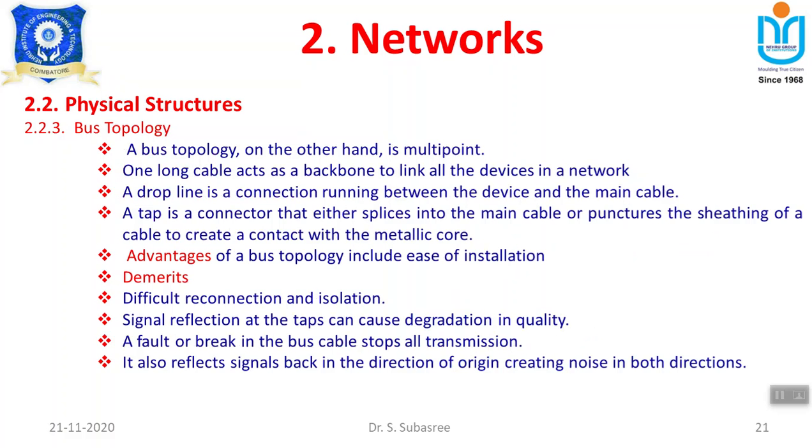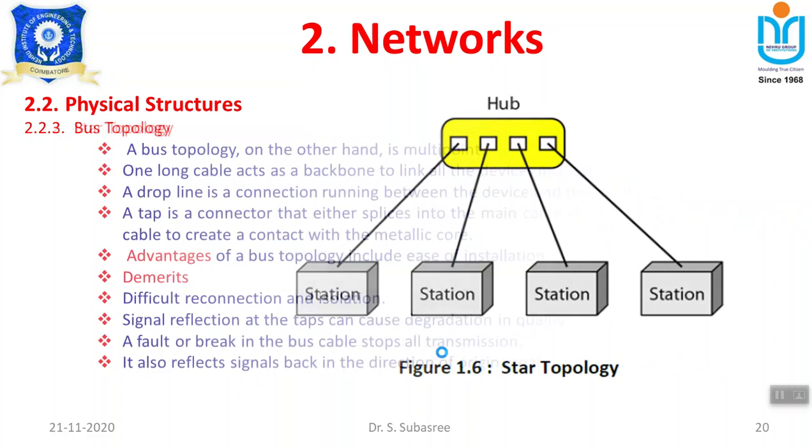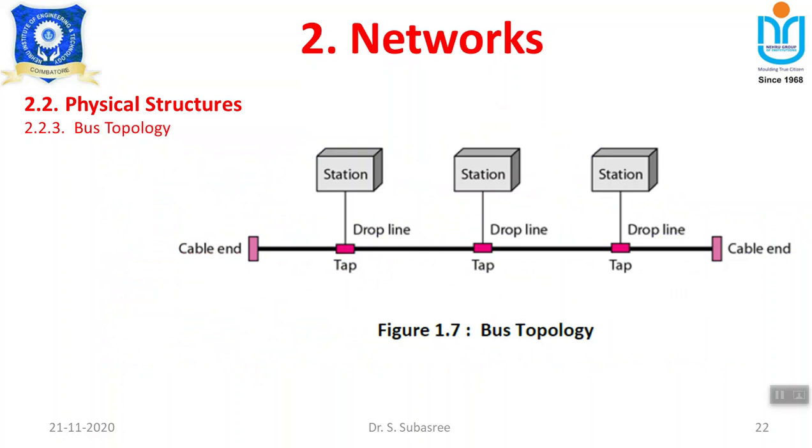So what is the advantage of this one? It is multi-point. Why are we saying multi-point? Because we don't have any controller or coordinator, so any station can communicate with any other station. One long cable acts as a backbone. That's why I told you the entire link is shared by all the other stations. There is a drop line connection running between the devices. So here you can see that there is a drop line.